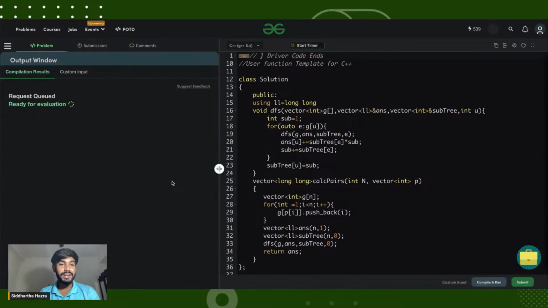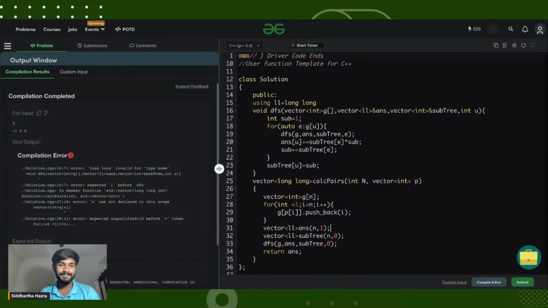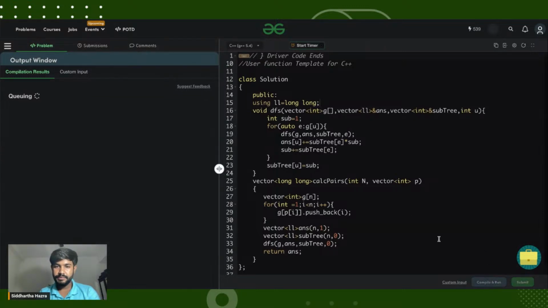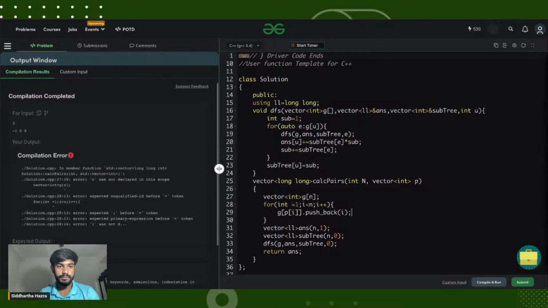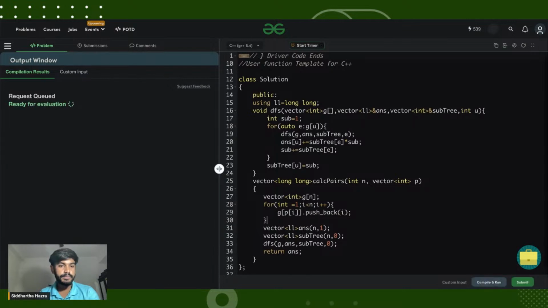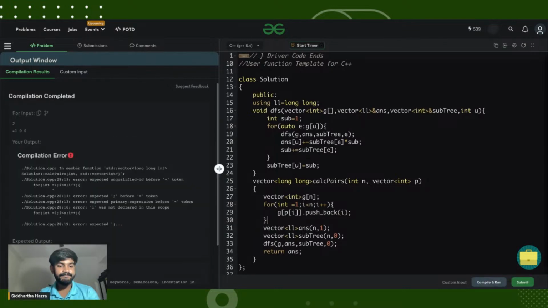Now let me see how many errors I am making. Via DFS. Use, okay, didn't use this. N was not declared in the scope. Let's make this lowercase. A very lazy person again. For int i is equals to 1.